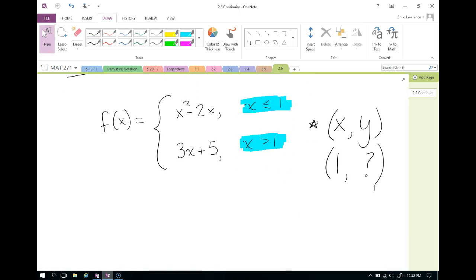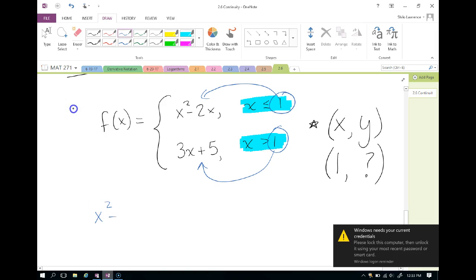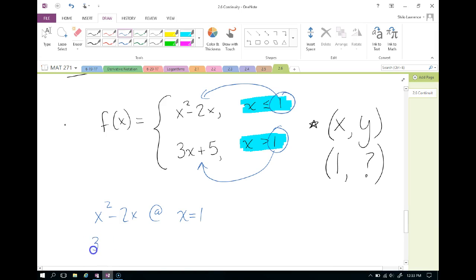So all we need to do is take 1 and plug it in to each of these guys and see what y coordinate they're at. If they match, then they're connecting. If they don't match, then they are not connecting, and there's a big old gap in the graph, and it's not continuous. So x squared minus 2x at x equals 1, we want to know what's going on. And then 3x plus 5 at x equals 1, we want to know what's going on.